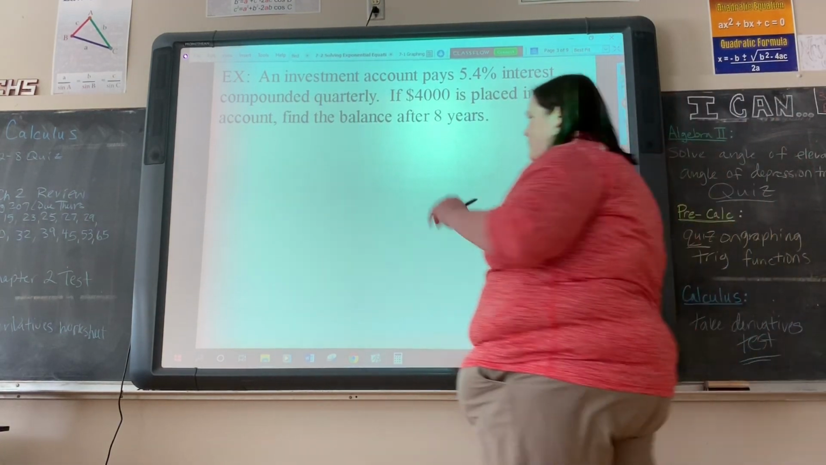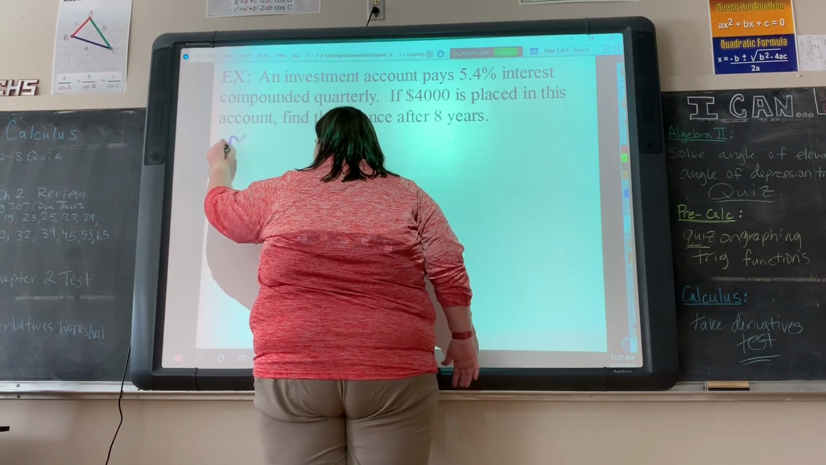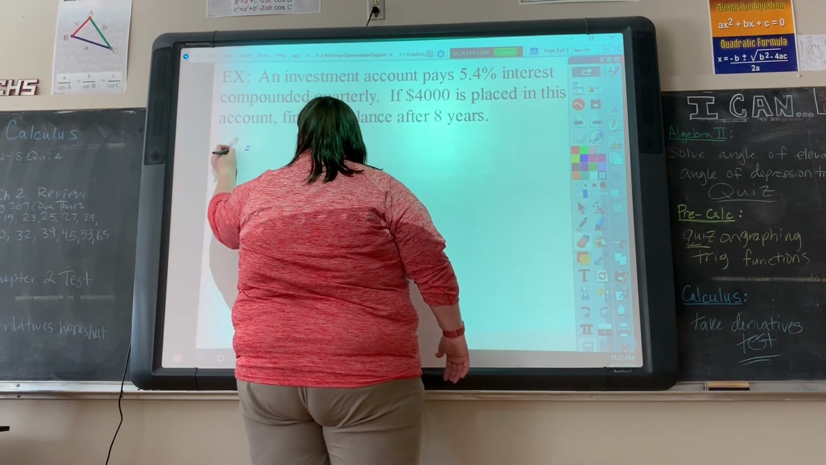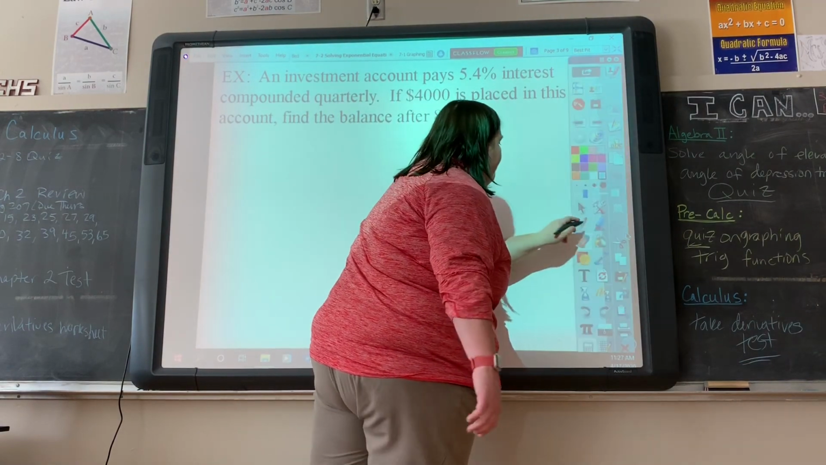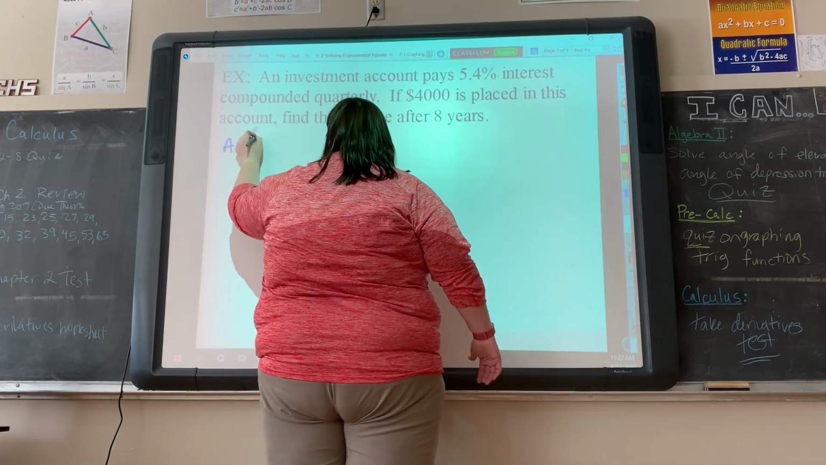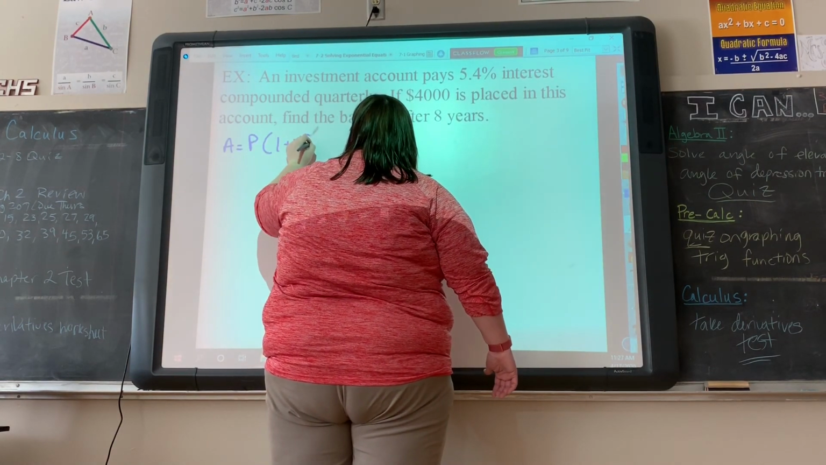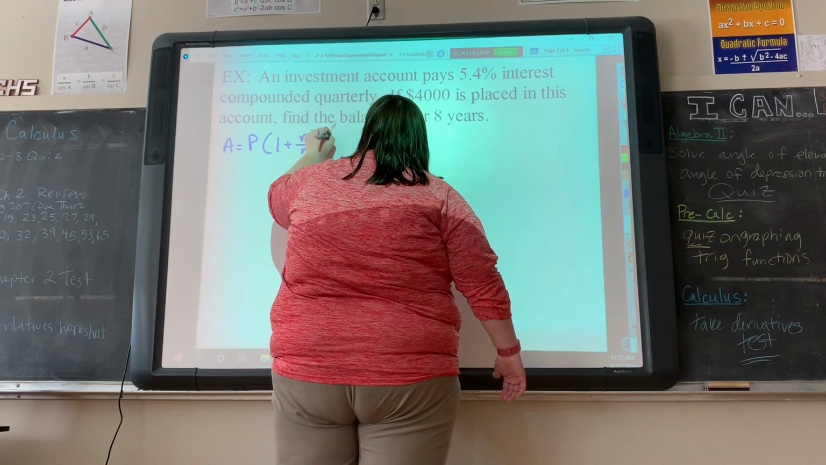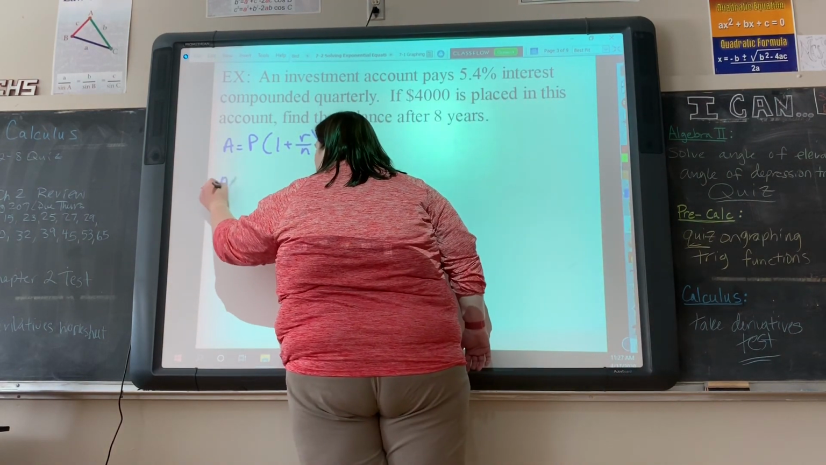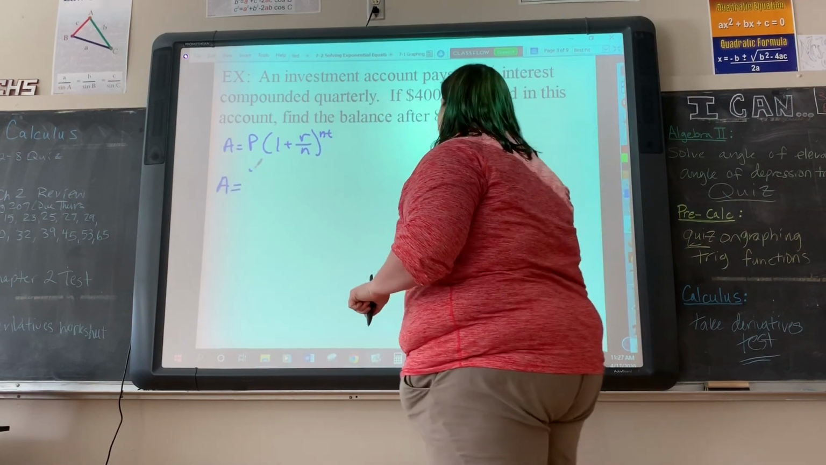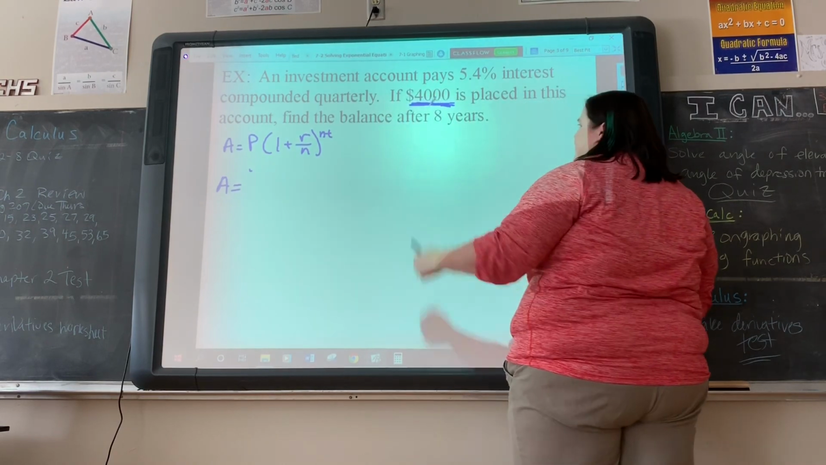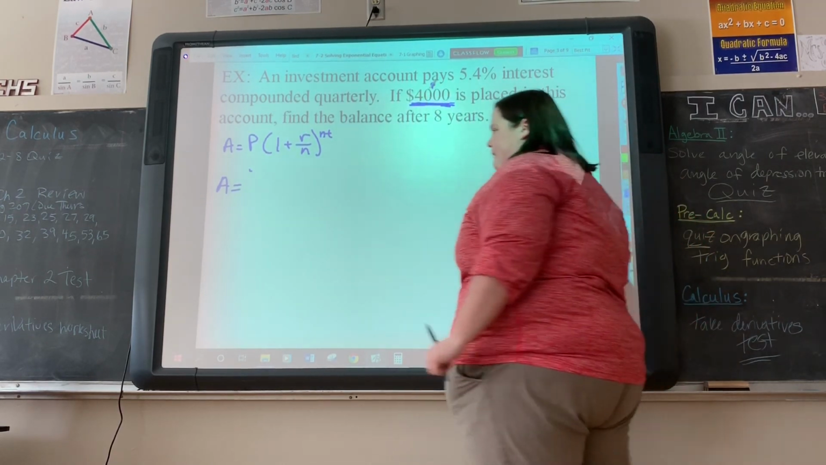So I'm gonna rewrite the formula since it's on my last slide, so that way I can point at some stuff. So it's P, and then 1 plus R over N, and then to the N. Okay, so the A is what we're finding. Our principal is our initial amount. Okay, so our initial investment is $4,000. So that's going to be our P.